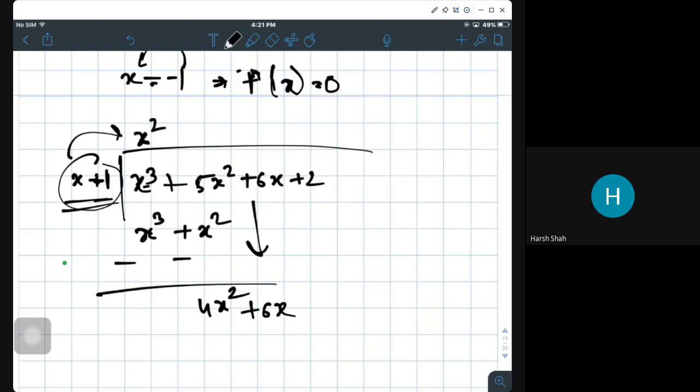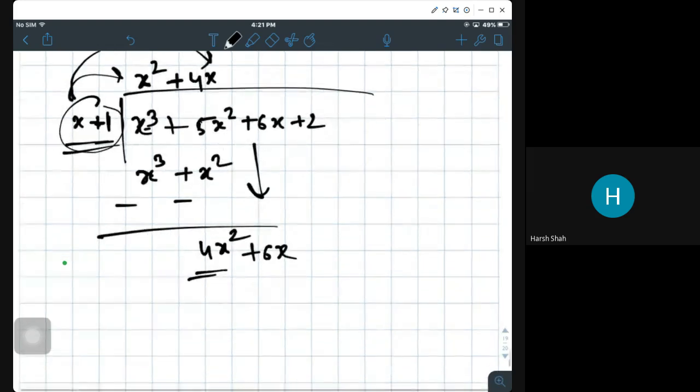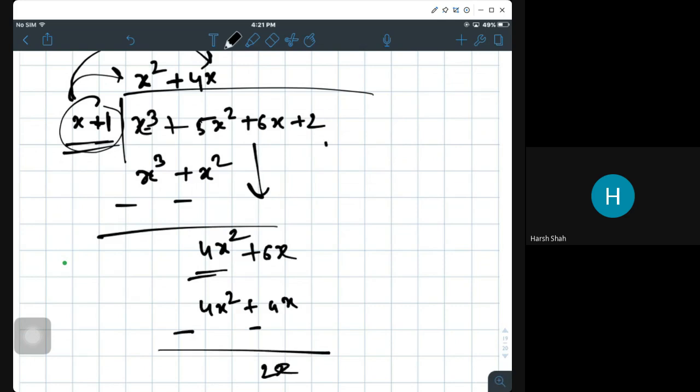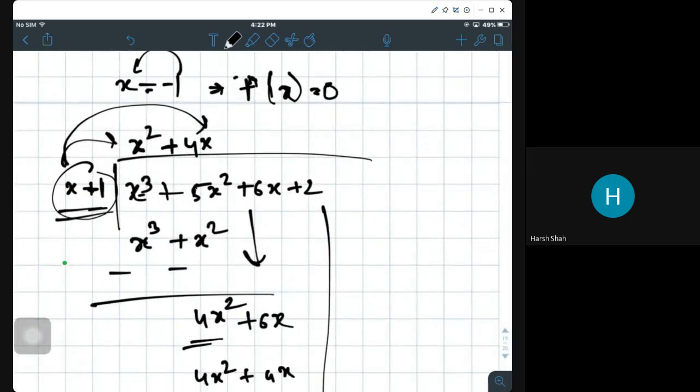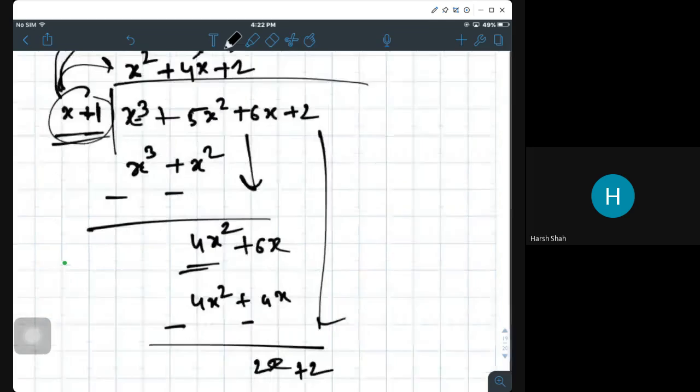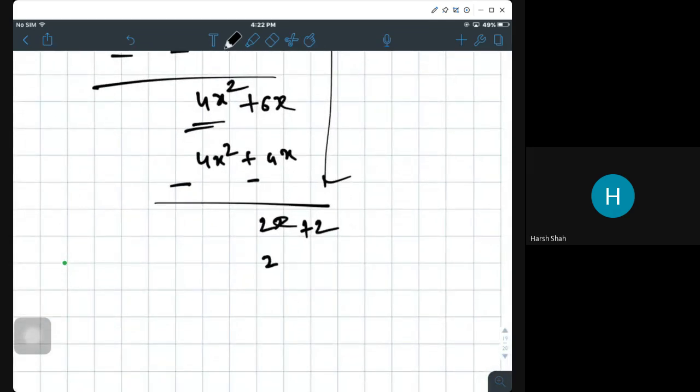Now I multiply this thing by 4x, right? To get a 4x squared. Take this, multiply this. You have a 4x squared plus 4x. Subtract this, you have 2x plus 2, right? Multiplied by plus 2. Go here. You have 2x plus 2. Change the signs. This becomes 0.